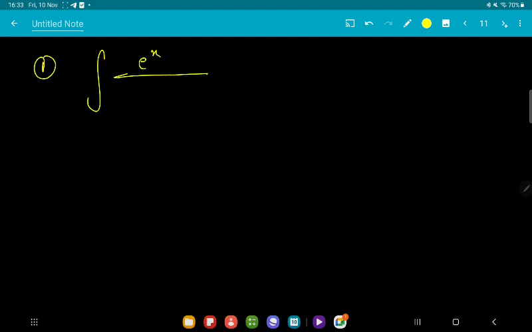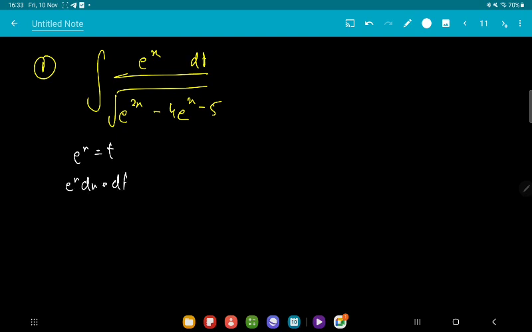Another question is the integral of e to the power x over the square root of e to the power 2x minus 4 e to the power x minus 5, dx. So here you can put e to the power x as t. You will get the same dx as dt. So dt under root, t² minus 4t minus 5, sorry, minus 5.